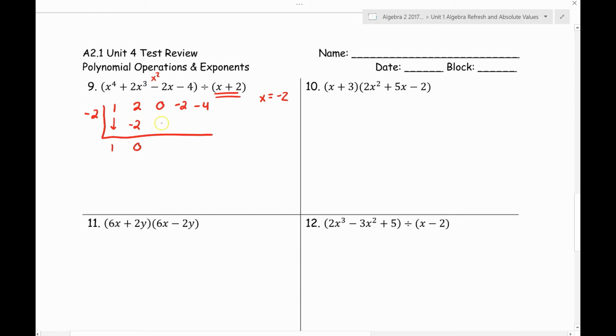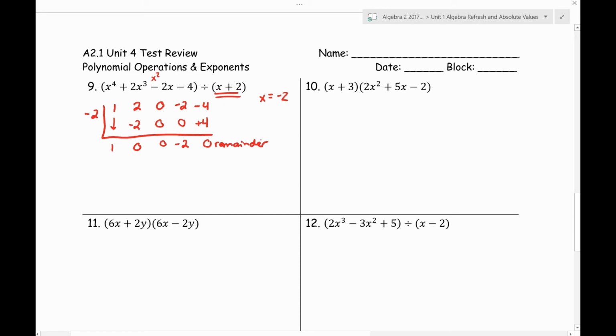Negative 2 times 0 is 0. Okay, I get 0. Negative 2 times 0 is 0 again. Add them up, you get negative 2. Negative 2 times negative 2 is positive 4. Add them up, you get remainder of 0.